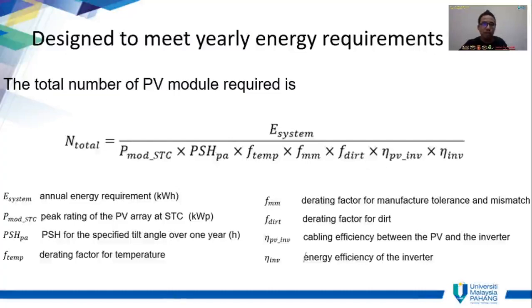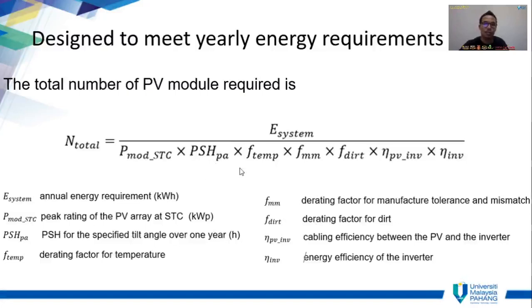Chronologically, from the E system that we have determined before, we can simply rearrange it in order to determine the total number of PV modules. This is just the rearrangement from the previously determined E system.